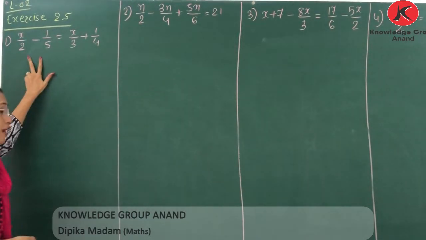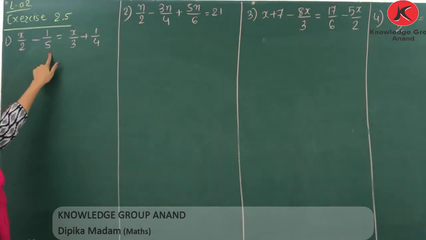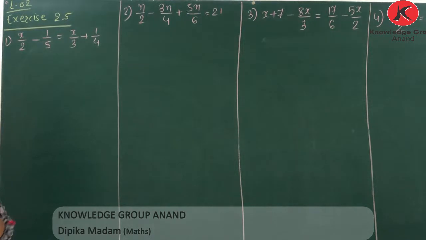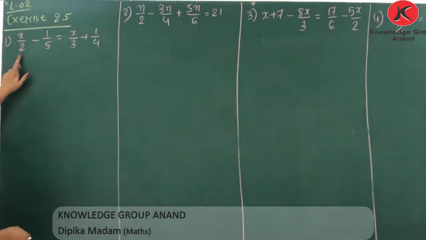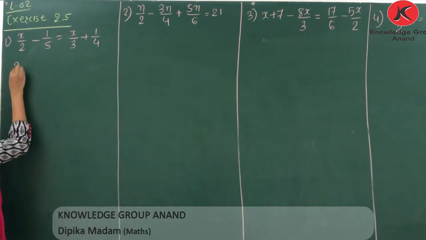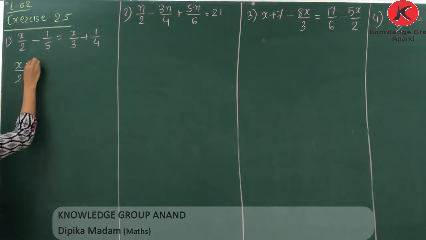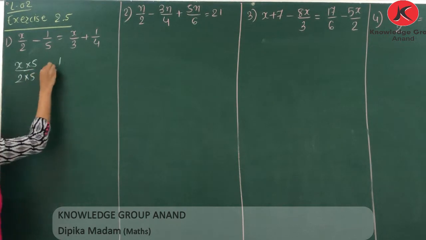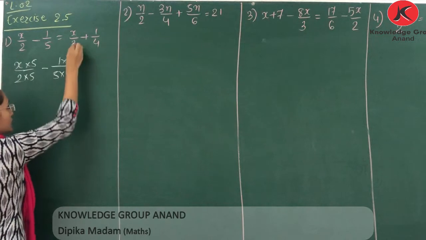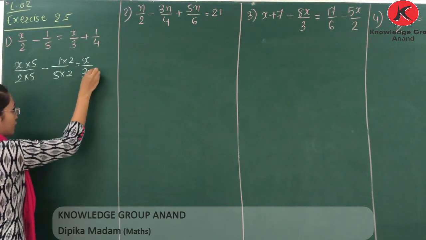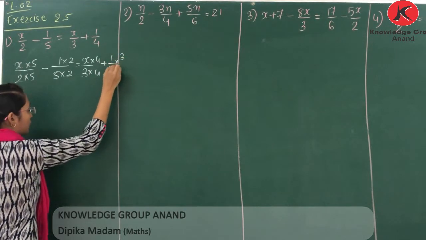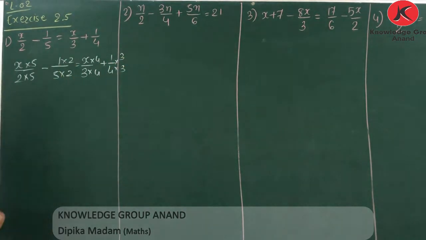So on left side what will be the LCM of 2 and 5? That is 10. And on right hand side what will be the LCM? LCM will be 12. So here to get 10 we need to multiply x by 2 with 5. And here 1 by 5 multiply with 2 to get denominator 10. Same, x by 3 multiply with 4 and 1 by 4 multiply with 3 in numerator and denominator.